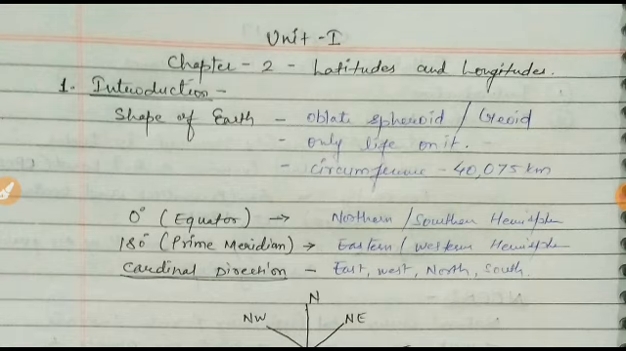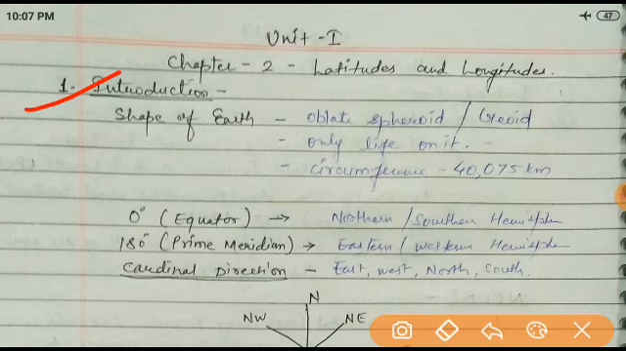So this is unit 1, chapter number 2, because the first chapter is omitted for this year. So I am going to start chapter number 2, which is latitudes and longitudes. These latitudes and longitudes are very important for geographical features and for location. Now first of all, let me explain the introduction. What are latitudes and longitudes?